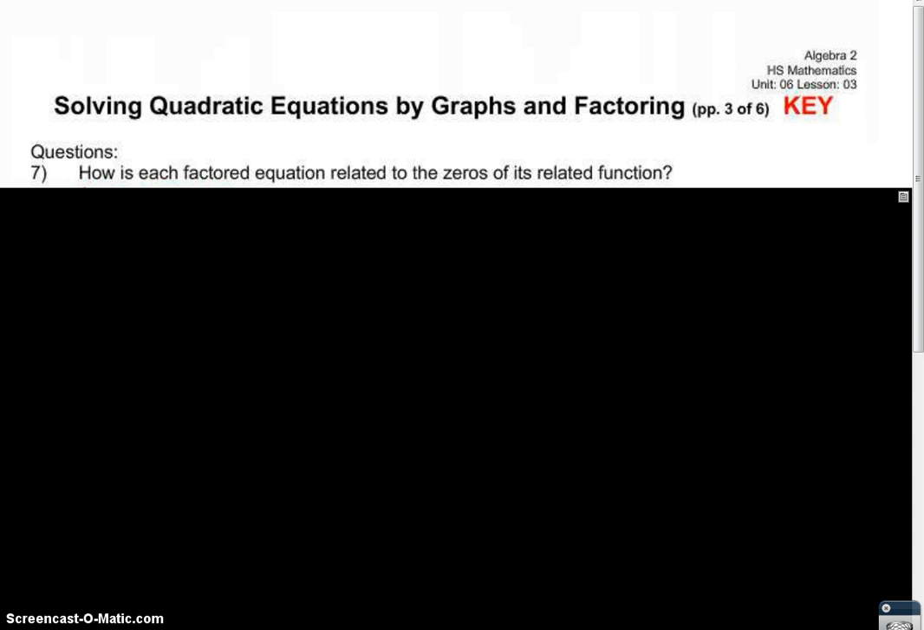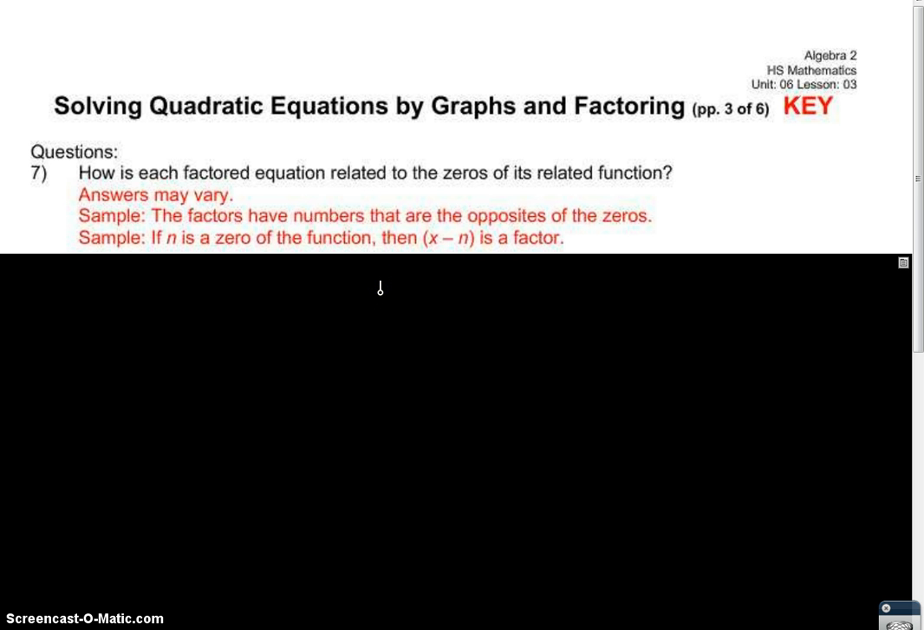All right, question 7 says, how is each factored equation related to the zeros of its related function? So here, y'all should have noticed that the factors have numbers that are the opposites of my zeros. Remember when we set them equal to 0 and we solved? It ended up being the opposite answer. Okay, so if n is a 0 of the function, then x minus n is a factor.